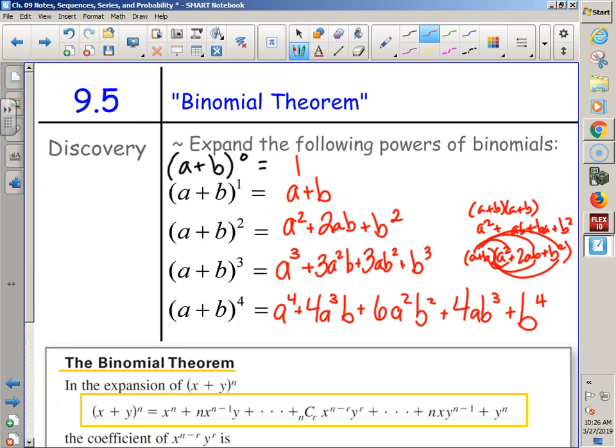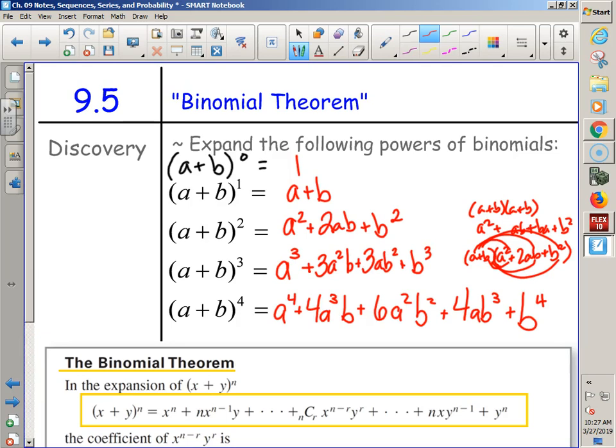B starts at the lowest. Do you guys notice that 4 plus 0, 3 plus 1, 2 plus 2, 1 plus 3, don't they all add up to powers of 4? That's kind of cool. So as A counts down, B counts up. But wait a minute, this is to the 4th power. How many terms are there going to be? 5. The 3rd power had 4, the 2nd power had 3, the 1st power had 2, the 0th power had 1.